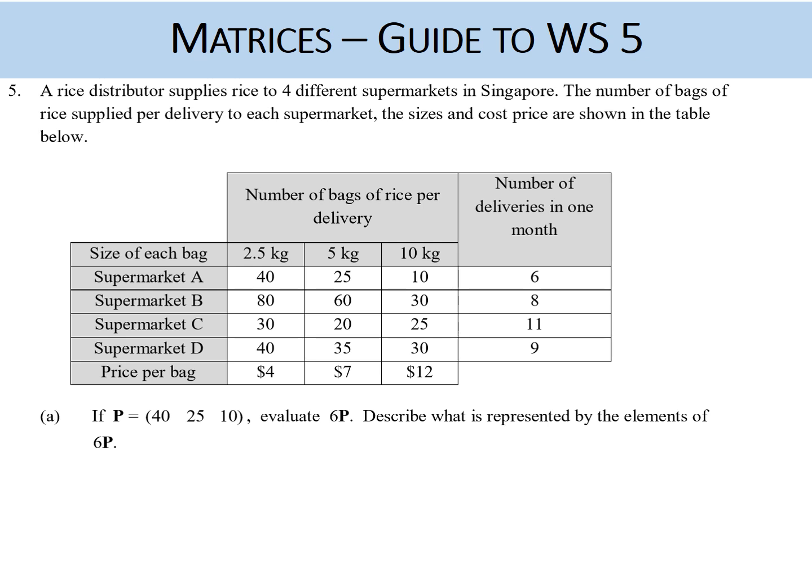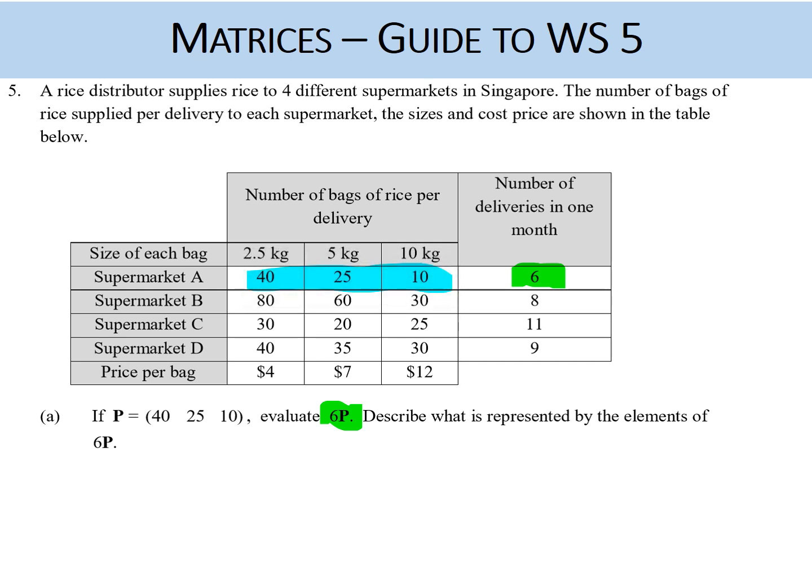Now let's begin to look at part A. Now A, they ask you for 6P. Now what does the number 6 in front represent? Now if you take a look closely, you notice that if you look at the first row, supermarket A, I think if you look at the right column, you will see the number 6. So the 6 is actually referred to the number of deliveries in 1 month. So which means there are 6 deliveries in 1 month for supermarket A.